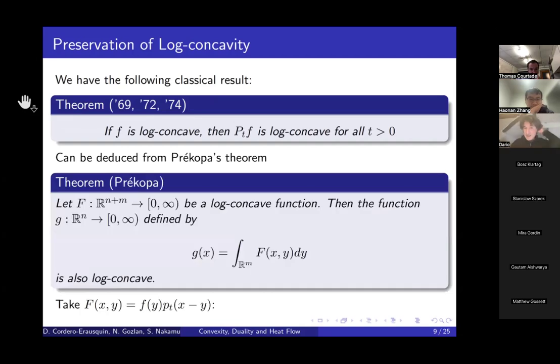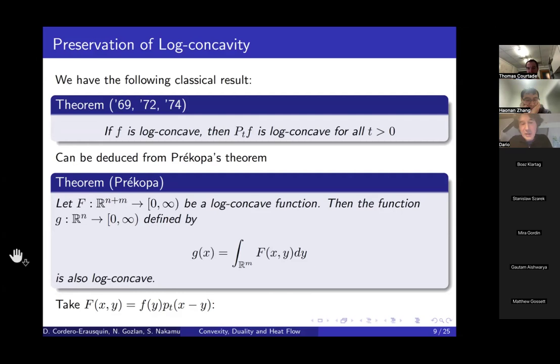So as I said, this is a very particular result of the fact that log concavity is preserved when you take marginals. So if you have a log concave function of n plus m variables and you integrate m of them, the function that you obtain remains log concave. And of course, if f is log concave, the heat kernel is log concave. So as a function of x and y, this function is log concave. And so you can apply directly this result.